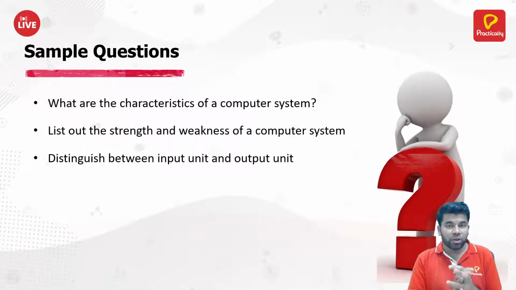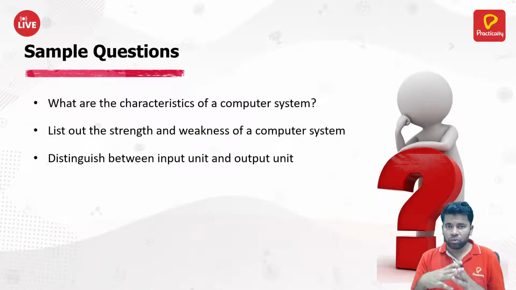The different examples of input devices are mouse, keyboard, scanner, microphone, tablet, touchpad, digital camera. These are all examples of input devices. And what are the examples of output devices? Like monitor, speaker, headphones, and printer. These are all examples of output devices.